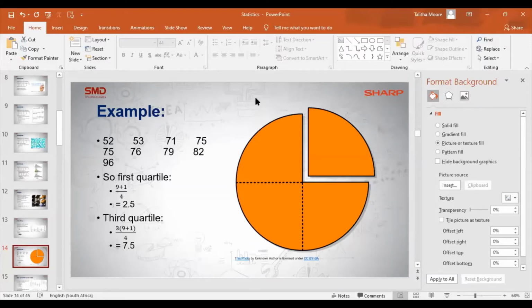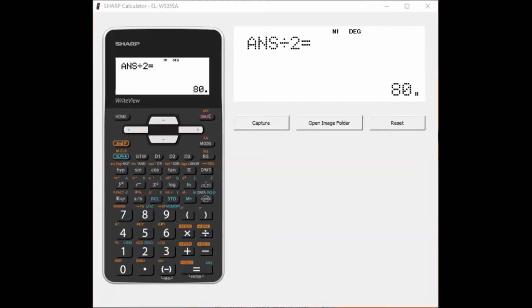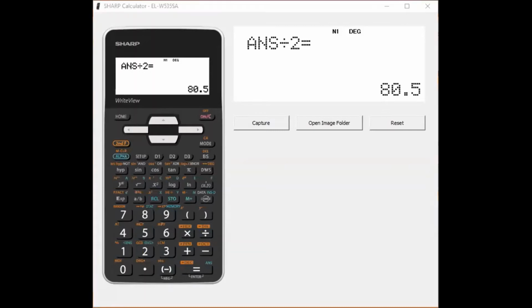So again, we're just going to do this on the calculator. So 79 plus 82 and then divided by 2. So it's 80.5, basically. All right.